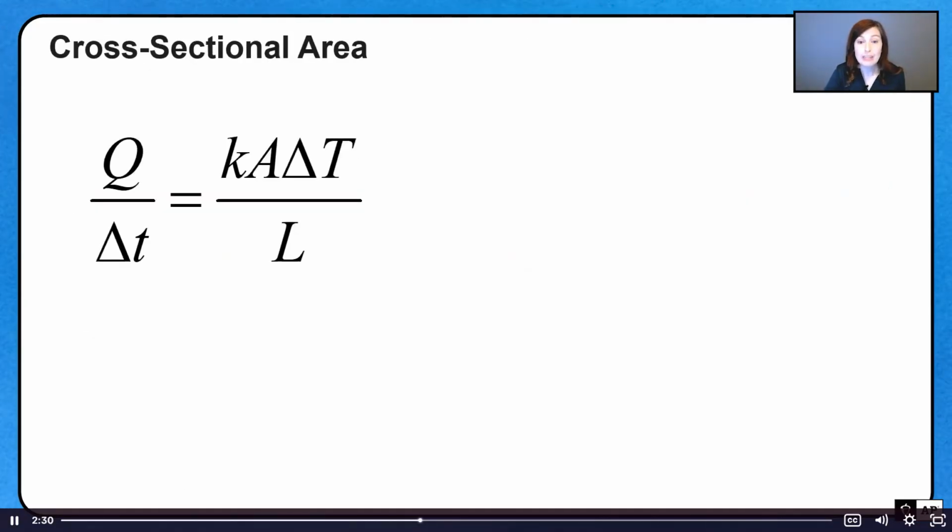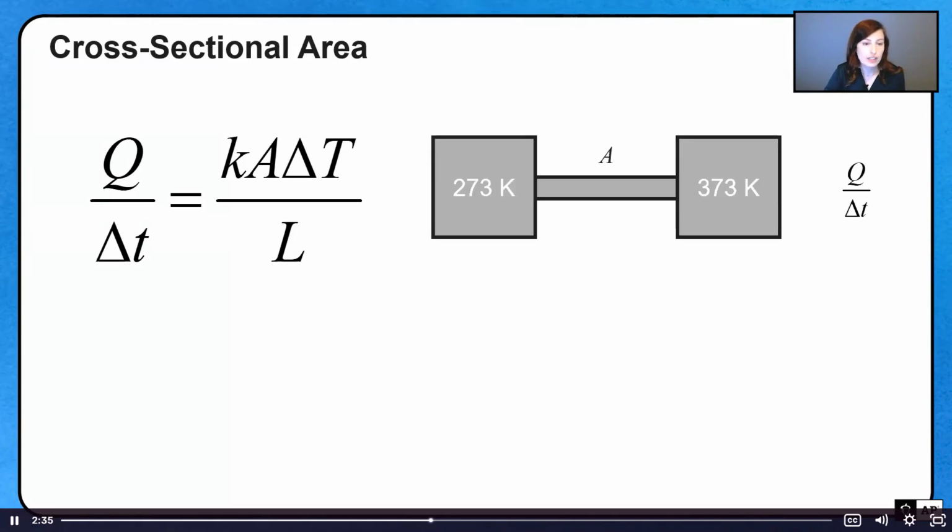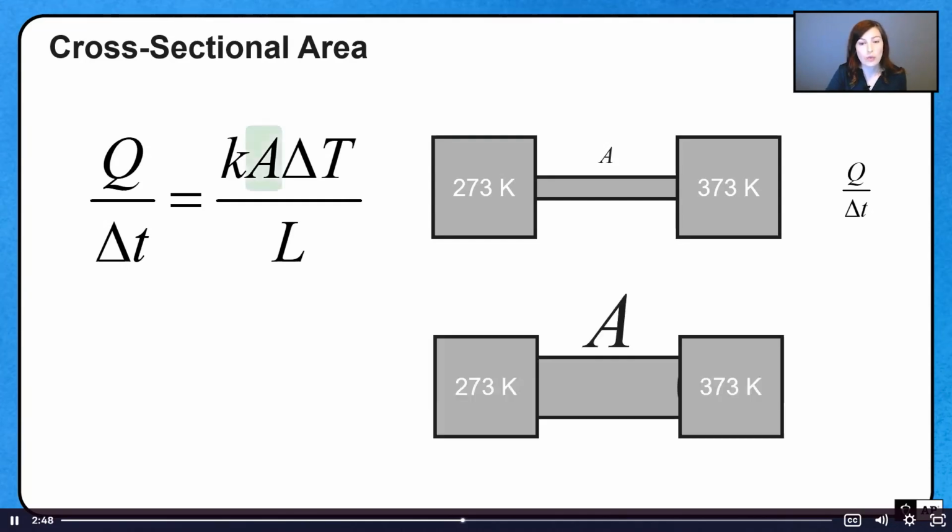So let's look at how this mathematical model fits with the atomic interactions. Here we have two objects that differ in temperature by 100 Kelvin. They're connected by a cylindrical rod through which the energy is going to be conducted from the hotter system to the colder one. So if we replace that cylindrical rod with one with a larger diameter so that the cross-sectional area is larger, the equation tells us that we would expect more energy to be conducted through the rod in the same amount of time. In other words, the rate of energy transfer increases.